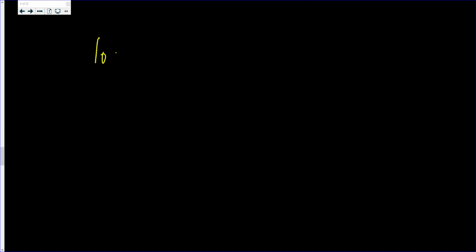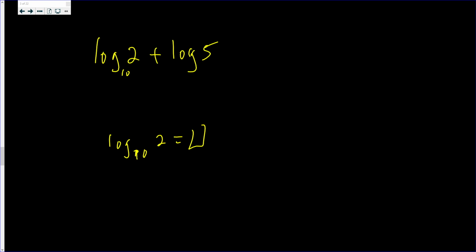Now, in this problem, we're gonna put it together. We're gonna not expand it, but write it with 1 log. Now, I have no idea what log 2 is, because I don't know what to raise 10 to get 2. I mean, I know 10 to the 0 is 1, and 10 to the 1 is 10. To get 2, the power is going to have to be between 0 and 1. I have no idea what that is.